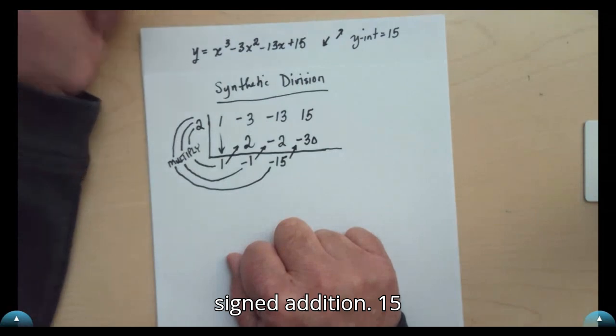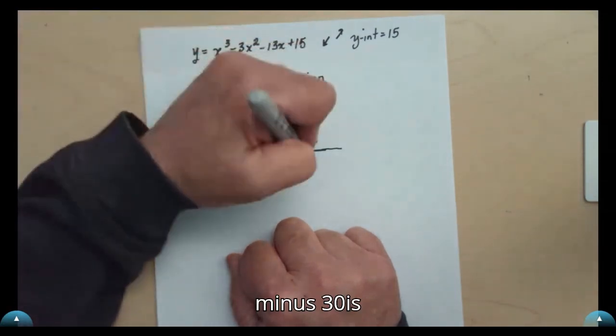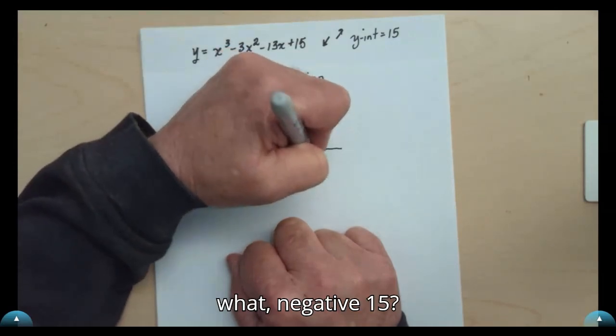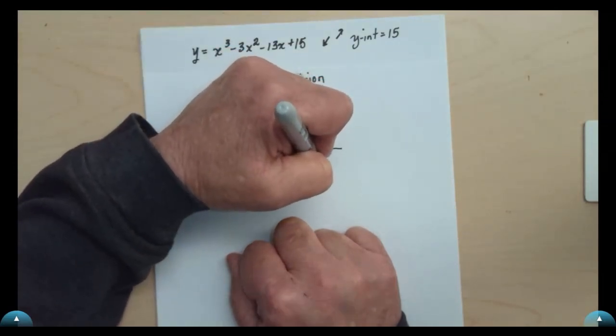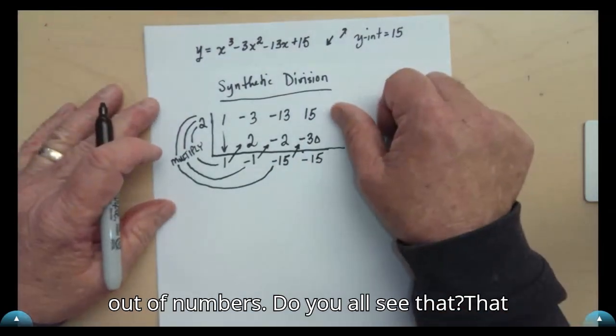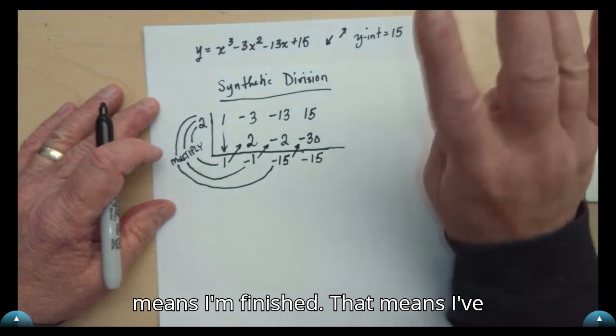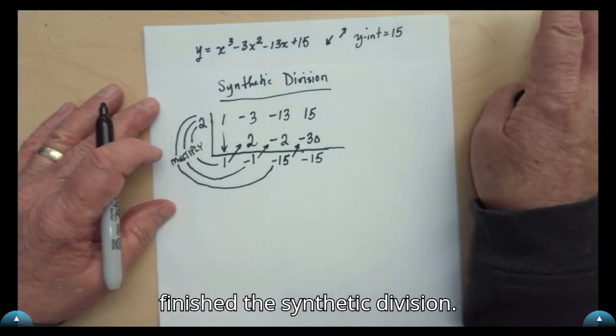And I do signed addition. 15 minus 30 is what? -15. That goes below the bar. Now I have run out of numbers. Do y'all see that? That means I'm finished. That means I've finished the synthetic division.